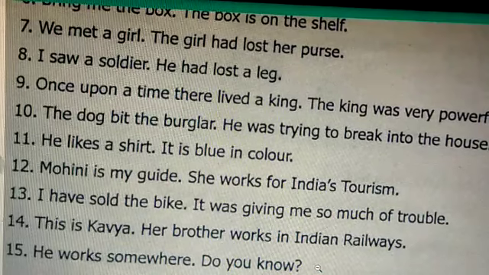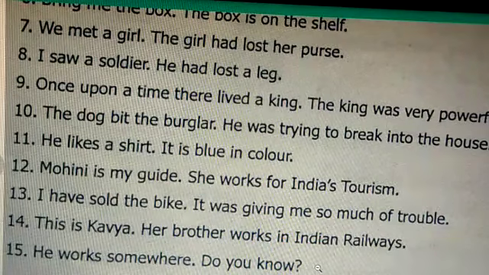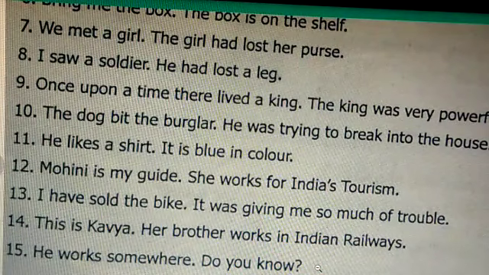So dear students, hope you have understood the exercises given. You have to write down these answers for the last exercise.